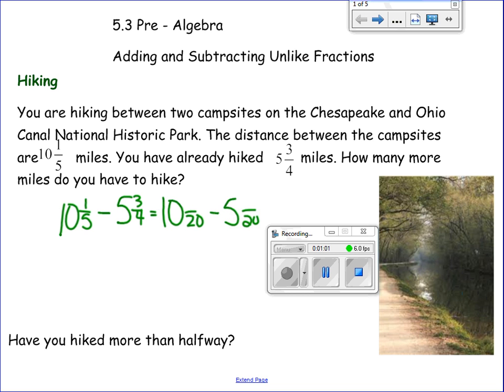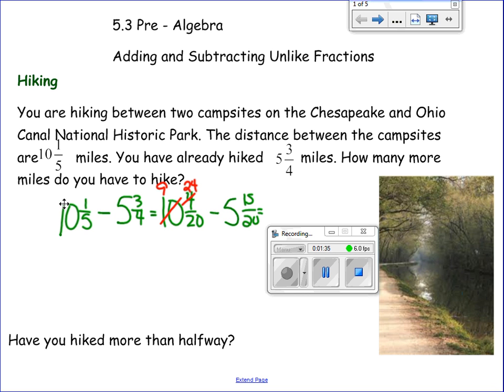So 10 and 1/5, the equivalent fraction of that will be 10 and 4 over 20, minus 5 and 15 over 20. Now I'm going to notice that I cannot take, in my numerators, 15 from 4. So I'm going to regroup. Take one whole from that, and in this instance, one whole is 20 over 20. I'm going to add that to the parts that I already have. So now I have 9 and 24 over 20.